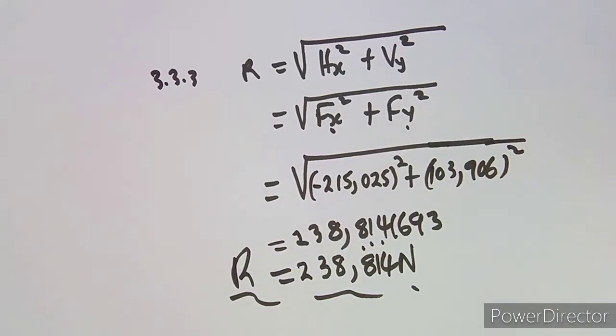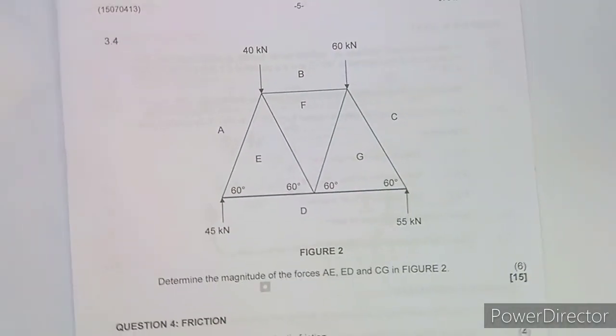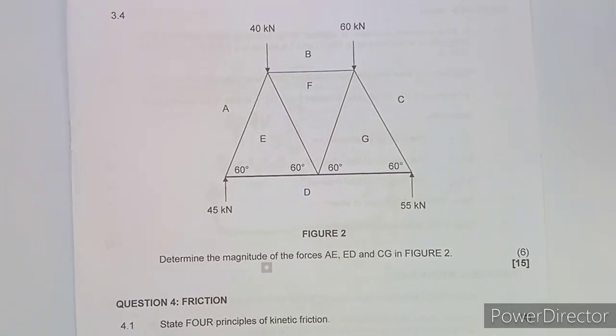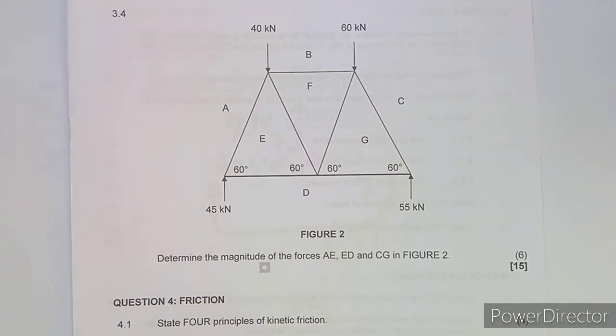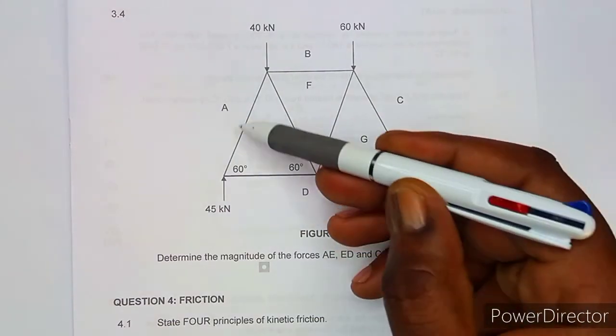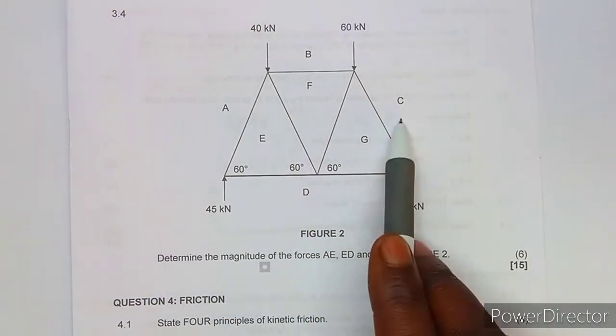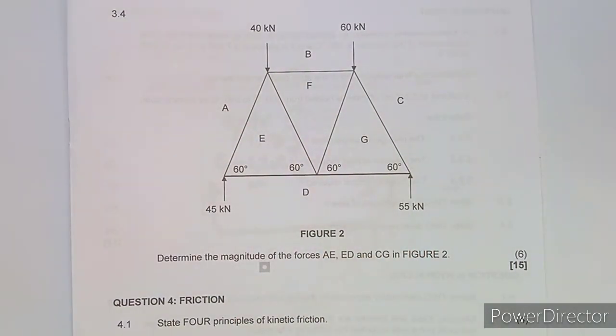So actually this formula is there, but the way that they are going to give you, sometimes they can give you this formula with fx. It still means one and the same thing. All right, then on the other part there on 3.4, determine the magnitude of the force AE. All right, so we need this AE, ED and CG in fig 2, so you just need the magnitude there.